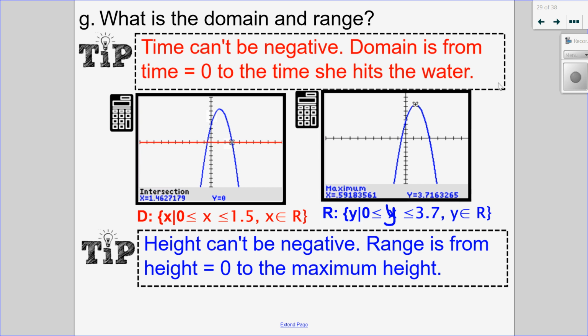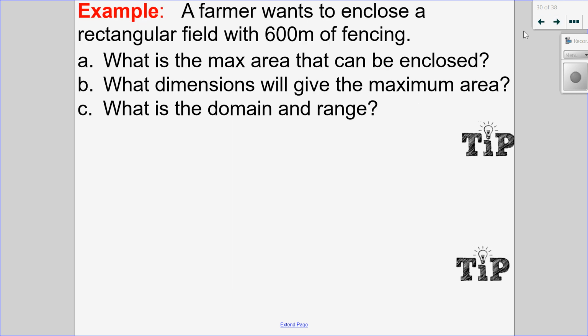Okay, so again, I would never ask you this many questions, but you can see as you're going through this, what points am I asking you for? Am I asking you to find an x value given a y? Am I asking you to find a y value given an x? Am I asking you for the x-intercept, the y-intercept, or the vertex? So let's try another question here.